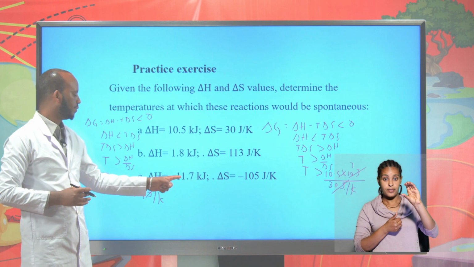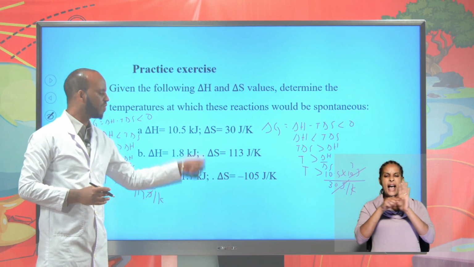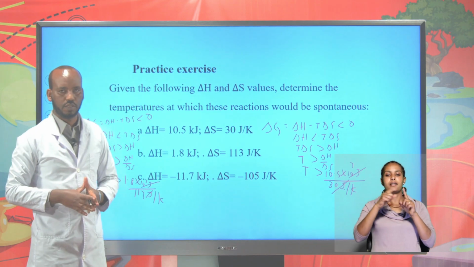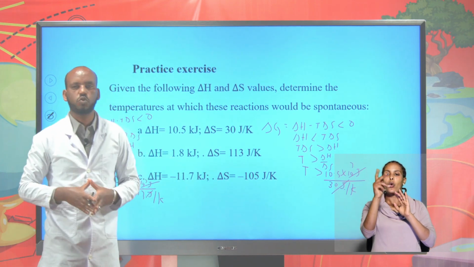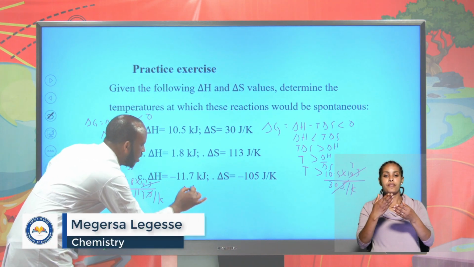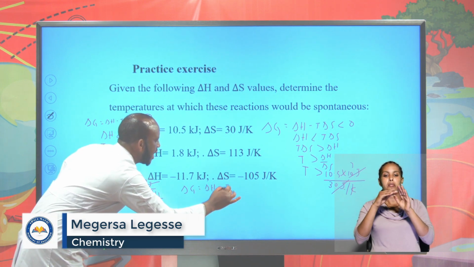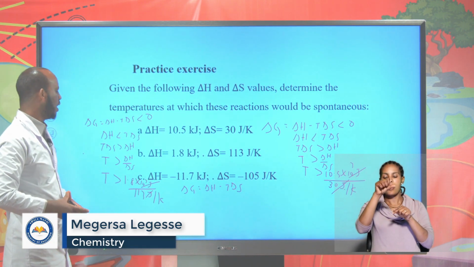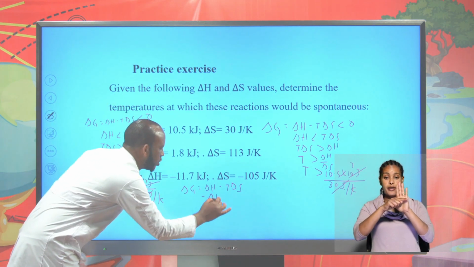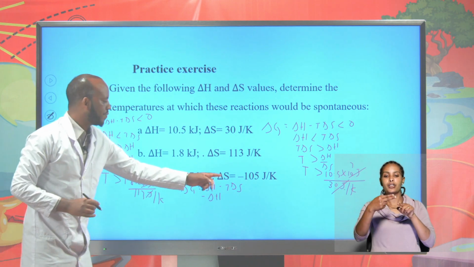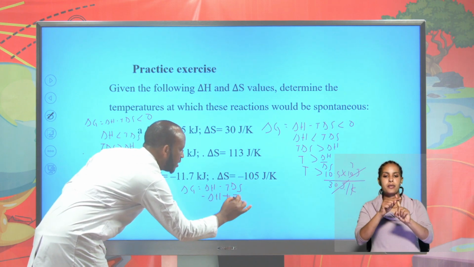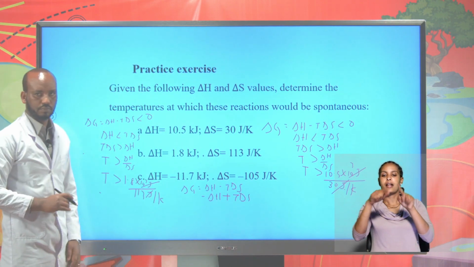C, delta H minus 11.7 kilojoule. Delta S is minus 105 joule per Kelvin. For what temperature would this reaction be spontaneous? Again, the Gibbs free energy change, delta G equals delta H minus T times delta S. Now the sign of delta H is negative, minus delta H. Delta S is also negative. Negative times negative is positive, plus T times delta S.